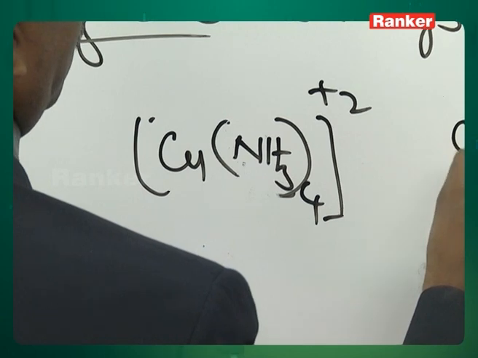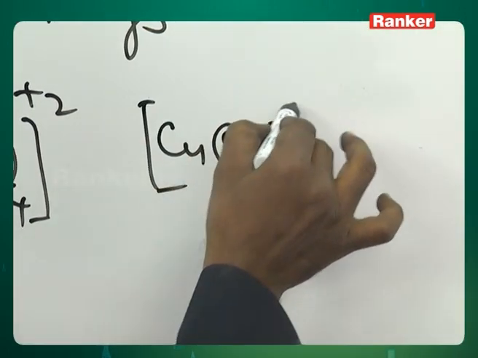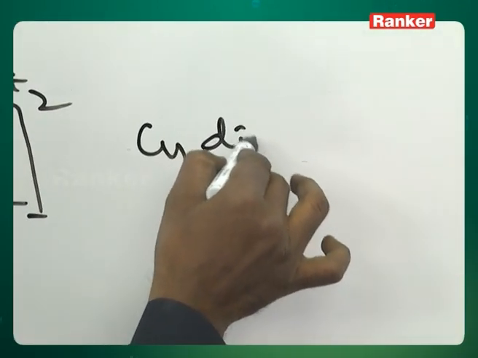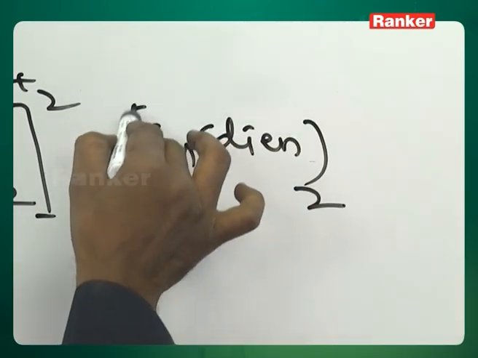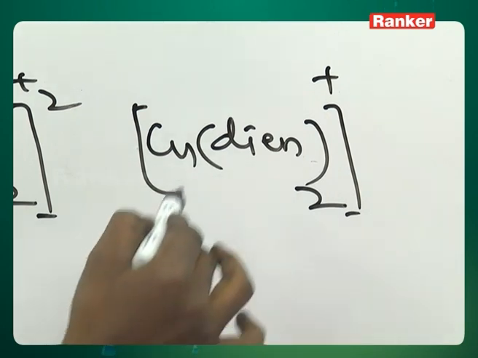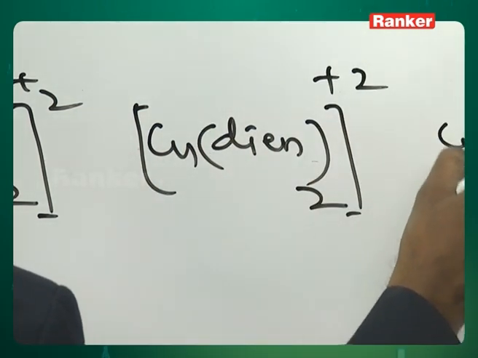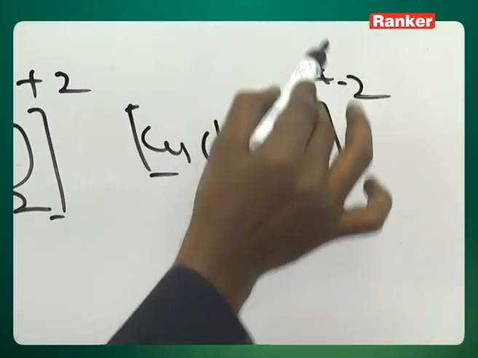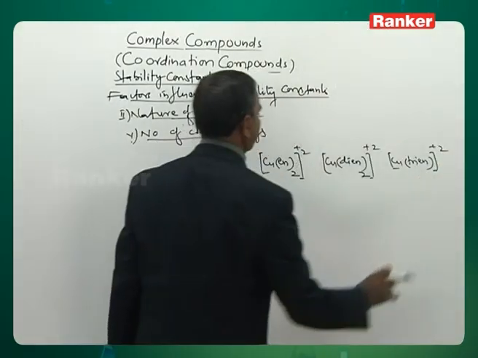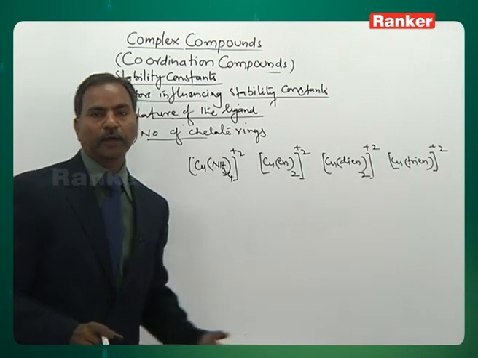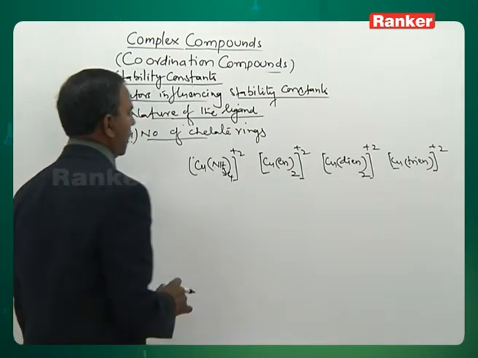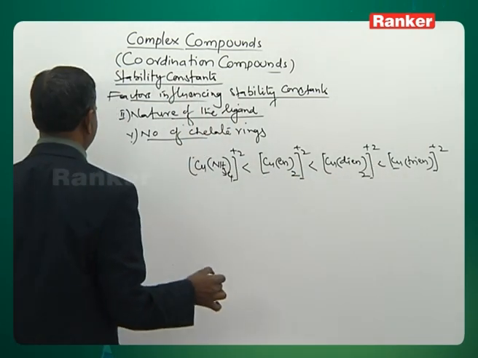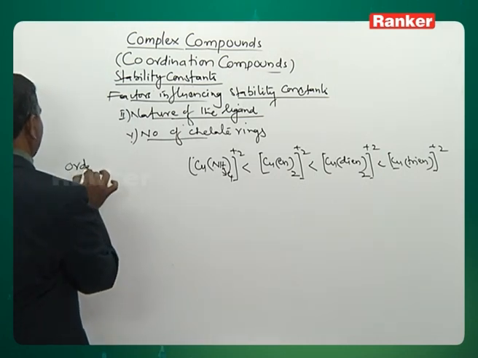Next, Cu(en)2 2+, and Cu(dien)2 2+, and Cu(trien) 2+. See, one is the amine complex, ethylene amine complex, dien and trien are written. Order of stability we talk about. This is less stable than this. This is less stable than this. This is less stable than this. So, this is what you say order of stability.